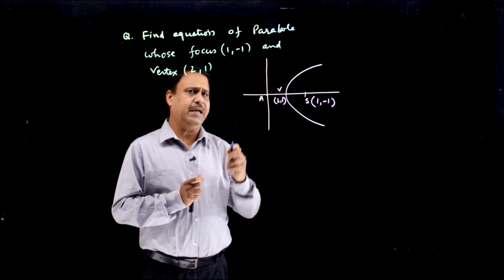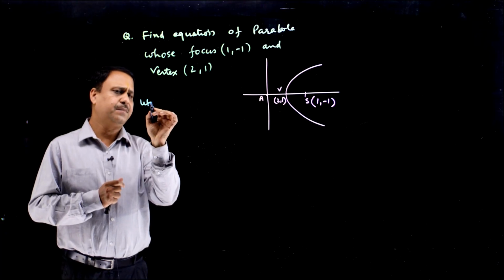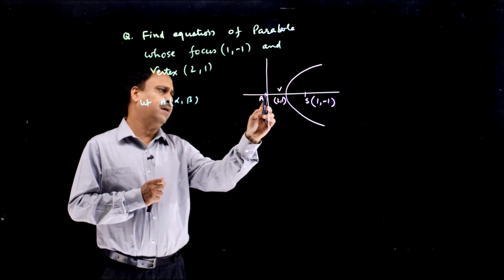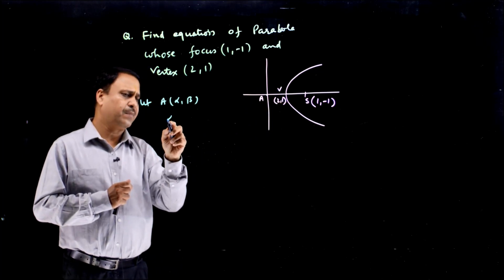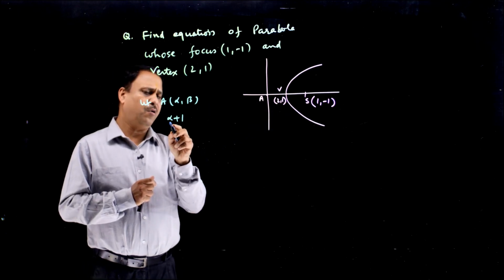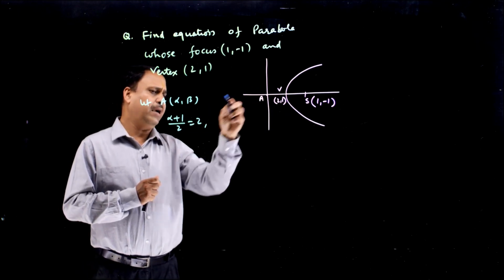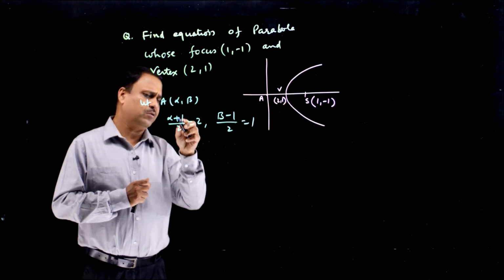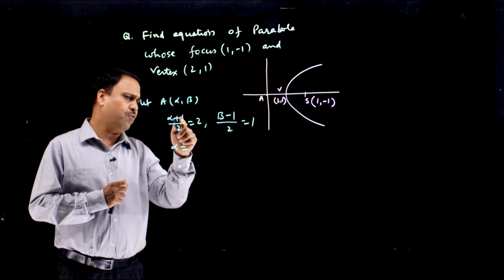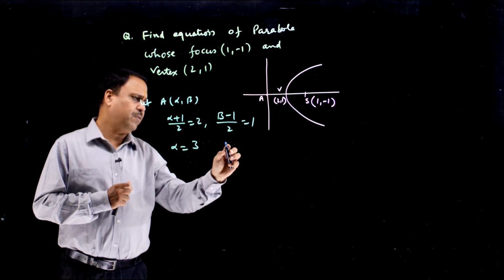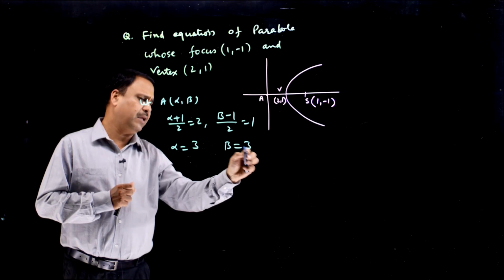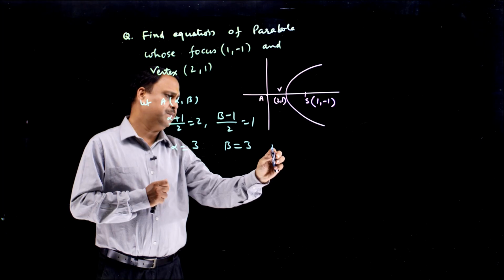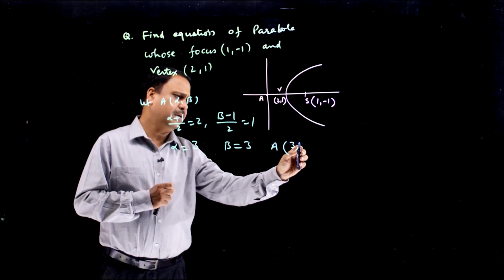So let A be (alpha, beta), and V is the midpoint. So (alpha plus 1) upon 2 must be equal to 2, and (beta minus 1) upon 2 must be equal to 1. This gives alpha equal to 4 minus 1, which is 3, and beta equal to 2 plus 1, which is 3. That means point A is (3, 3).